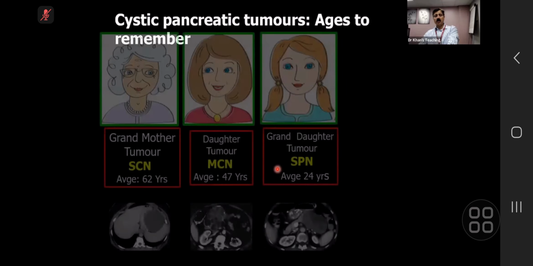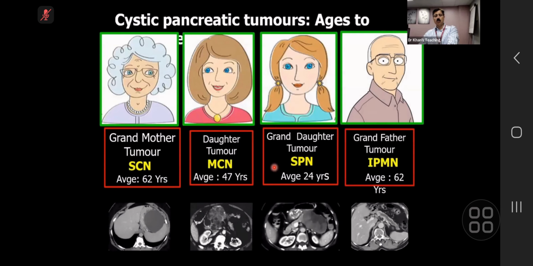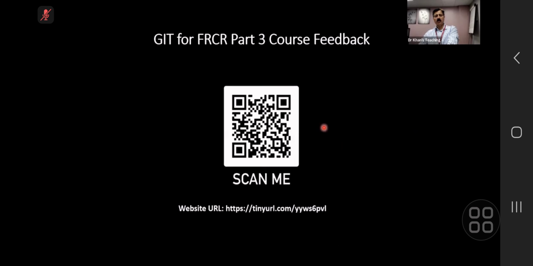So serous cyst, grandmom tumor; mucinous cyst, mom tumor; SPN is the granddaughter tumor; and IPMN is more in males, so I call it the grandfather tumor. Right, so thank you very much.